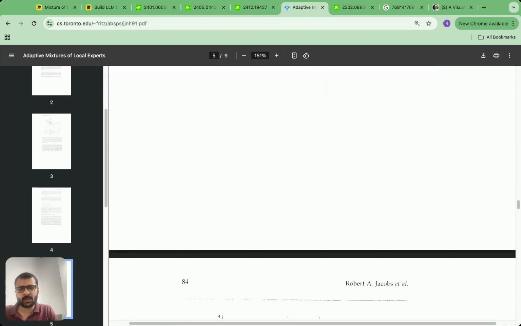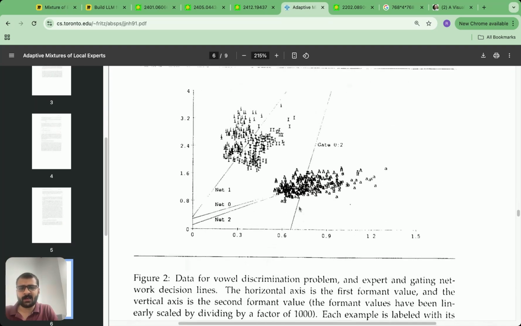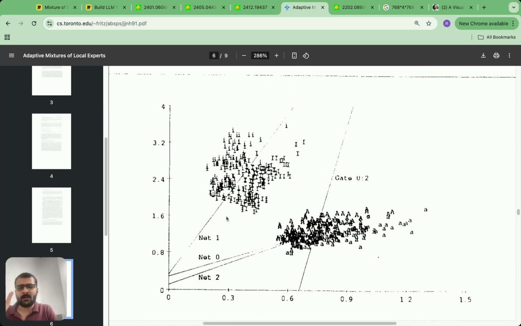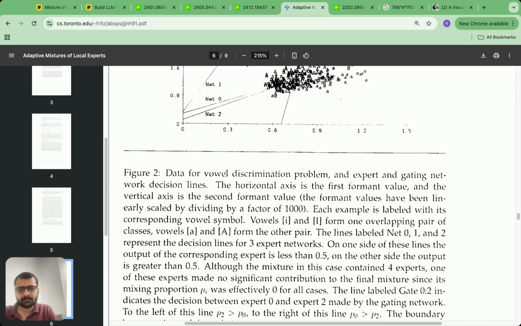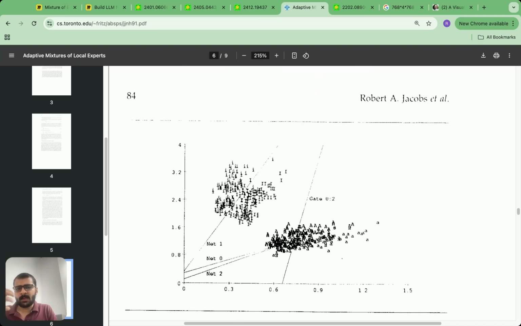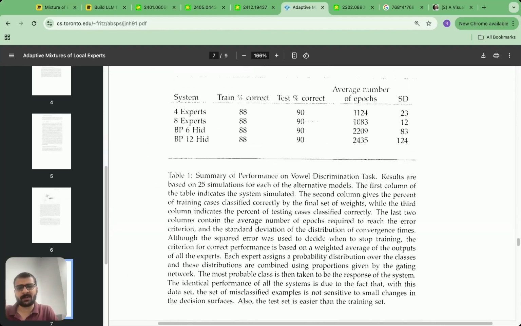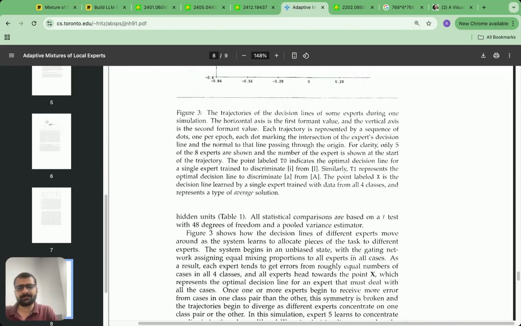So they have used mixture of experts for vowel recognition and vowel identification, and they have clearly seen that based on the particular vowel, one of the multiple experts is actually activated. So they show that based on the input, there is a specific expert which is routed to that input. All the experts are not used for every input, which is the whole idea of sparsity. And they tested it with 4 experts, 8 experts, etc.